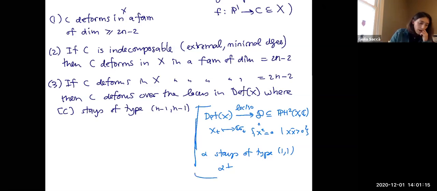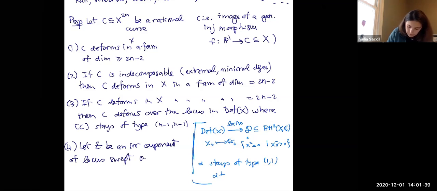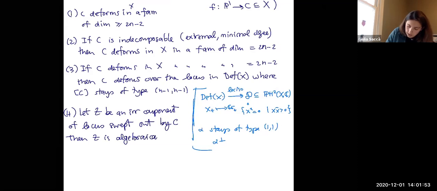Okay, and so then the last statement here about deformation of rational curves is the following: let Z be an irreducible component of the locus swept out by C. Then Z is called algebraically coisotropic. This is a term, a definition due to Voisin.